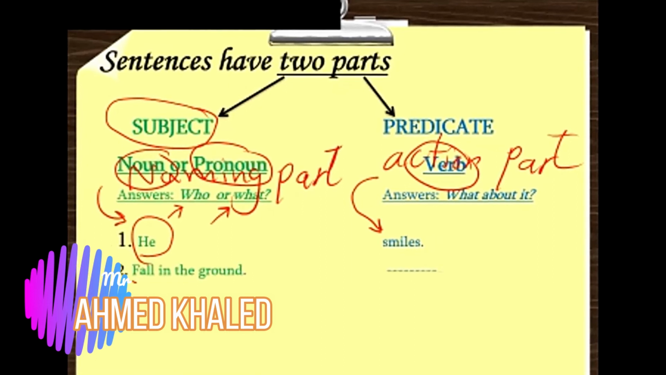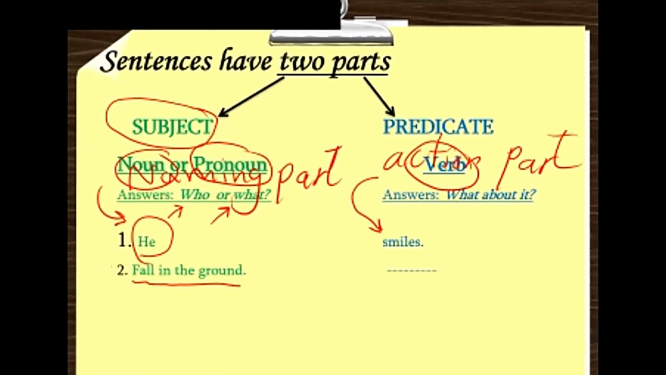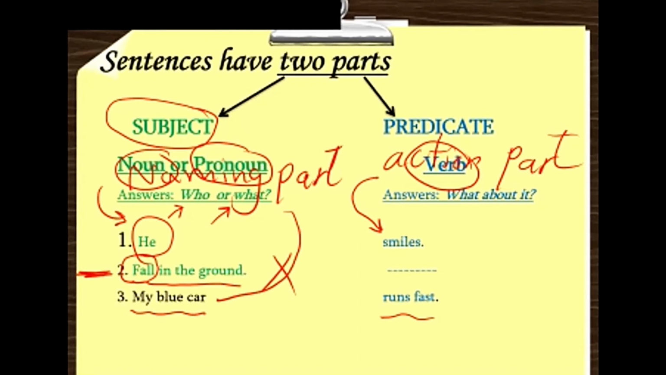Fall in the ground. Actually, this is not a sentence. One might ask why it is not a sentence. Because fall is a verb, or action part. Where is the naming part? We don't know what falls or who falls. Number three, my blue car runs fast. So my blue car is the naming part, and runs fast is the action part.